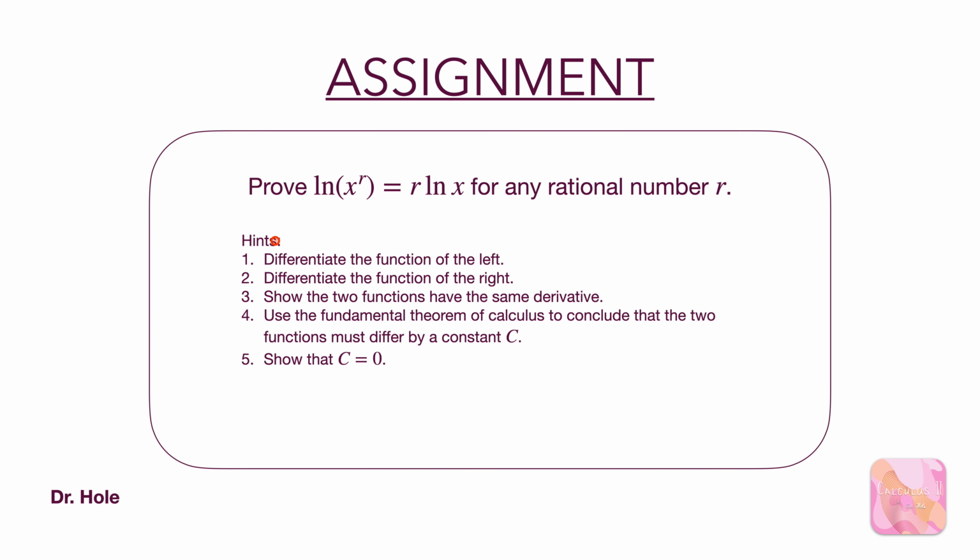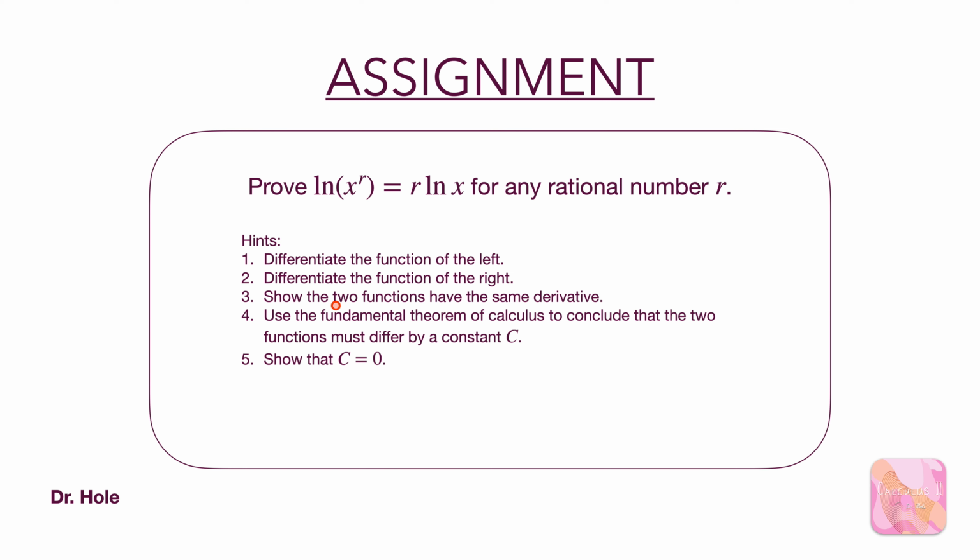Now, you can open up the book and follow along in the book, and you can follow these hints to do this proof. Differentiate the left. This is a composition of the natural log with a polynomial. We know how to take its derivative. Second, grab the right-hand side and differentiate it. Keep in mind that the r is a constant. So this right-hand side under the derivative will be nicely r over x.